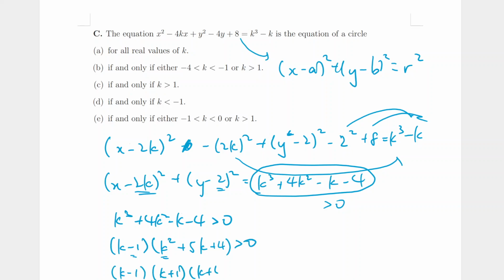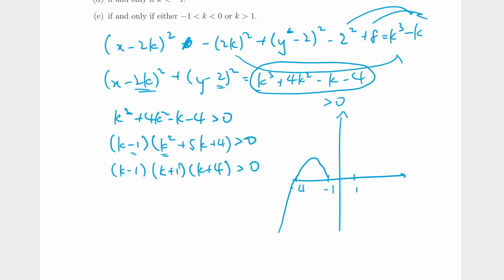Okay, so I've got the 3 roots of the cubic, so I can plot it, or sketch it rather. So where are my roots? Negative 1, negative 4, and 1. This is a positive cubic, and it has 3 roots, so it has to look something like this. Something along these lines.